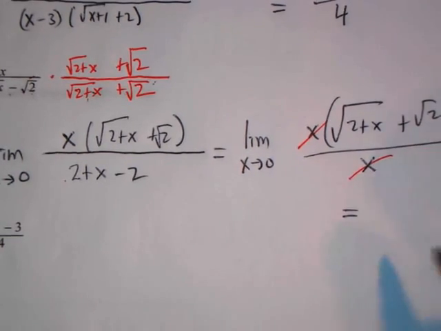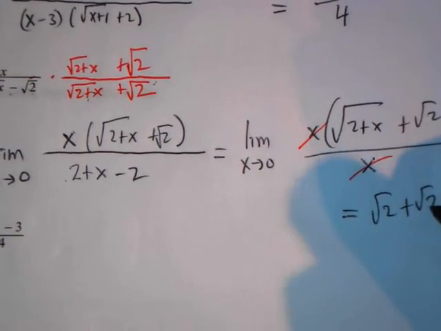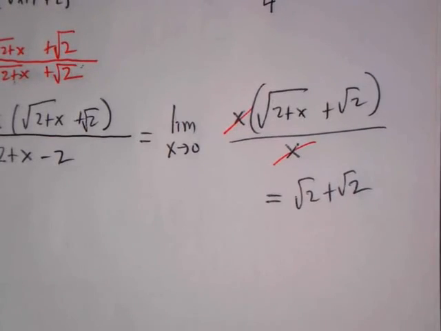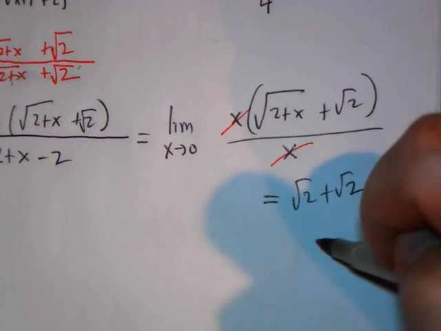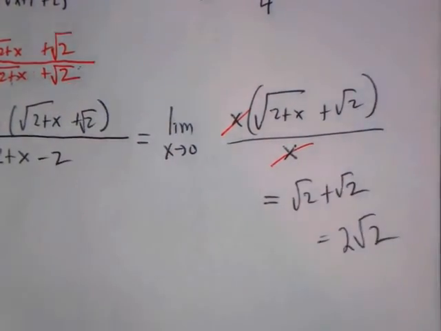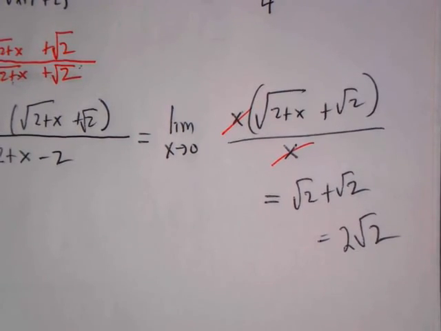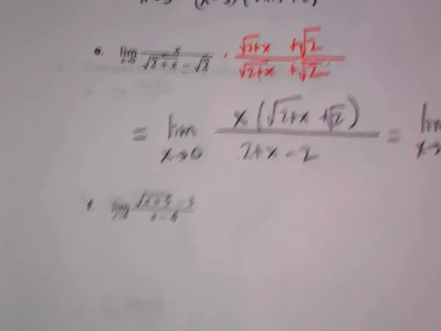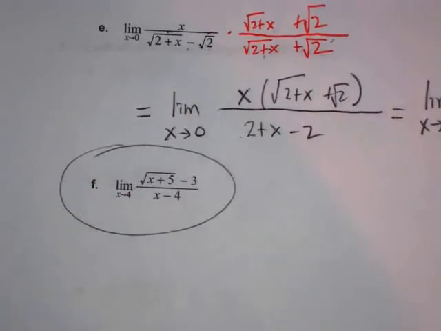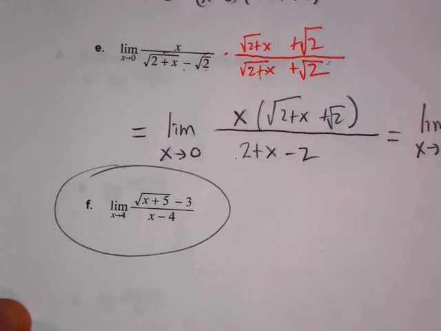When I plug in 0, I get square root of 2 plus square root of 2. Notice I don't need to write my limit symbol anymore, because I'm actually plugging in the number. 2 square root of 2 looks like my final answer. Okay, F is for you. Very similar to D.